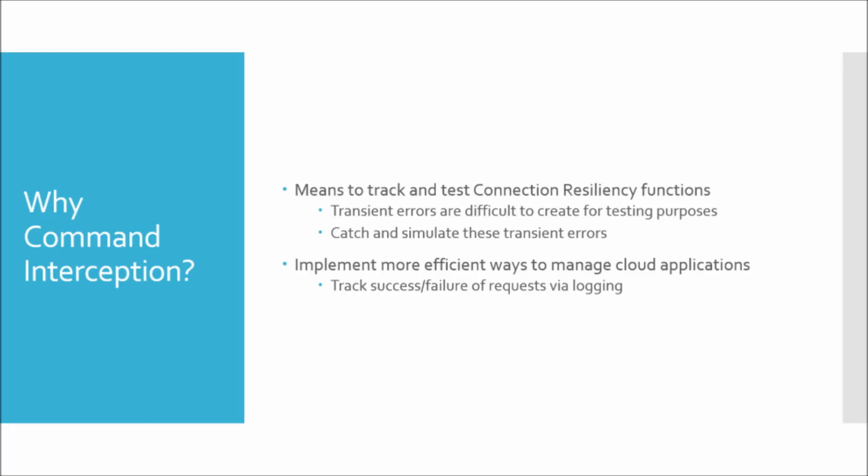Next, why do we need command interception? Command interception provides a means to track and test connection resiliency functions. In other words, transient errors are difficult to create for testing purposes. It's difficult to start those, so we use command interception to catch and simulate these transient errors to know if our connection resiliency is working. We also need command interception to implement more efficient ways to manage cloud applications. We can track the success or failure of requests and keep track of those via logging.